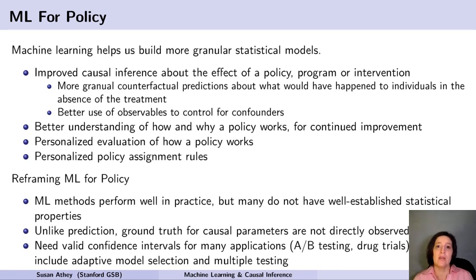We do need to consider, though, modifications to machine learning tools in order to make them most useful. In particular, we have many well-established machine learning methods that perform very well in practice in prediction tasks, but they don't necessarily have well-established statistical properties. And recall, for the problem of prediction, you don't really need a lot of statistical properties because you can just assess in a test set how well a model does with predicting outcomes. If your only goal is to do a good job predicting outcomes, we can just see the ground truth in a test set and assess how well we're doing.